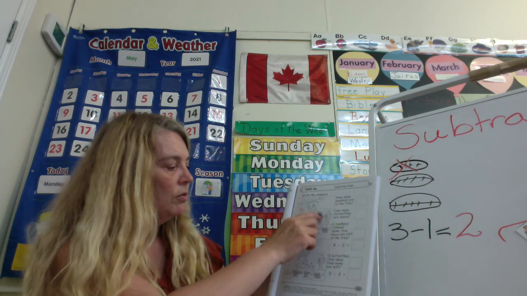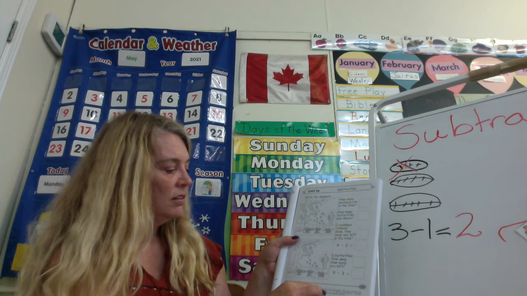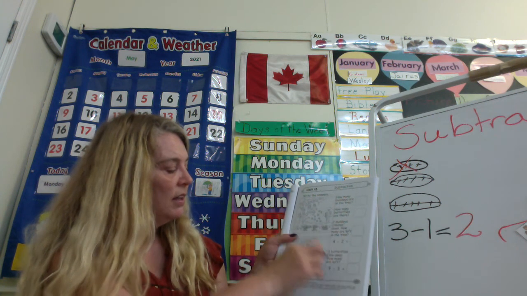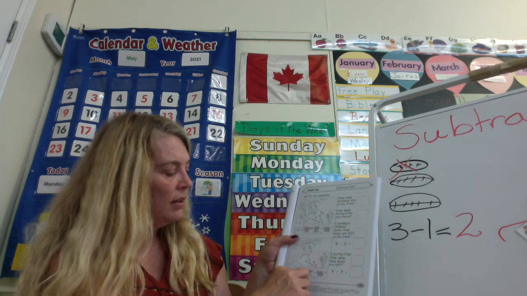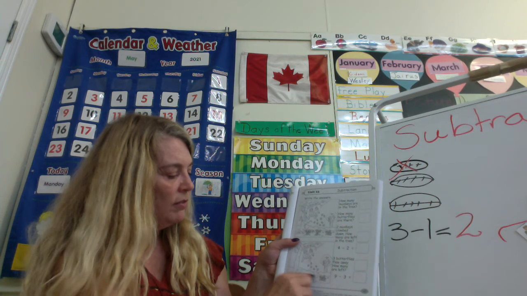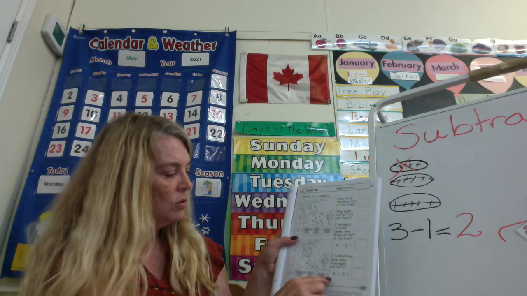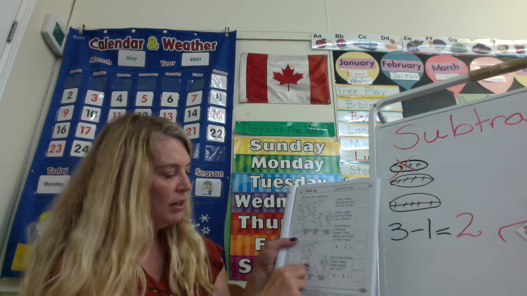1, 2, 3, 4, 5, 6, 7, 8. Oh, 9. There were 9, and 3 flew away. There's 9 up here. 3 flew away. How many are left down here? So the question is 9. Take away the 3 that flew away, and how many are left?